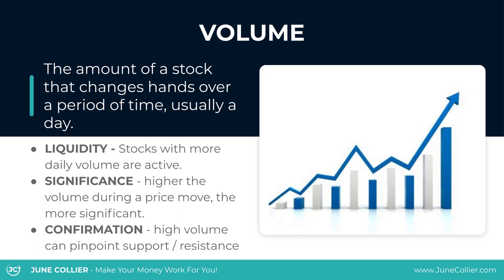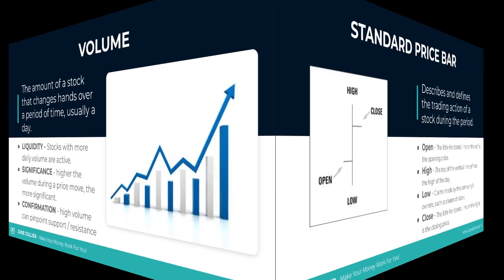Significance. When a stock has higher than normal volume, this can be a signal that there is something going on with the company that has buyers gobbling up shares or sellers dumping shares. Confirmation. High volume can show and confirm how high buyers are willing to buy stock or how low sellers are willing to sell a stock. This can confirm the support and resistance level of a stock.